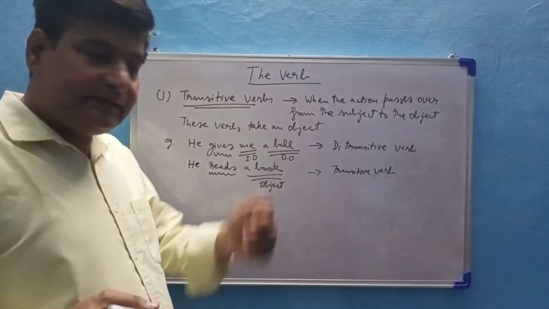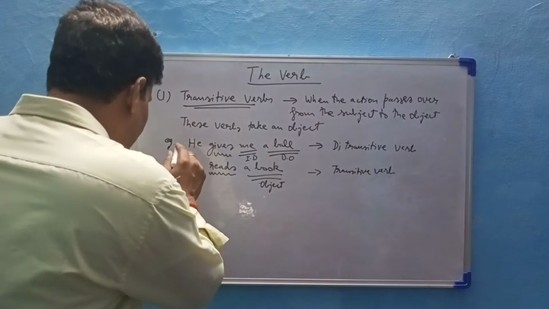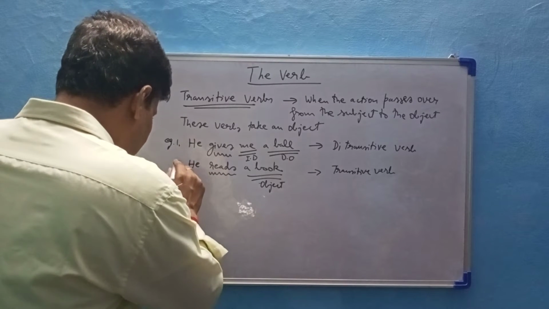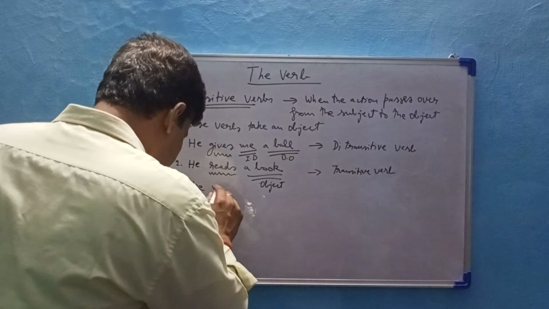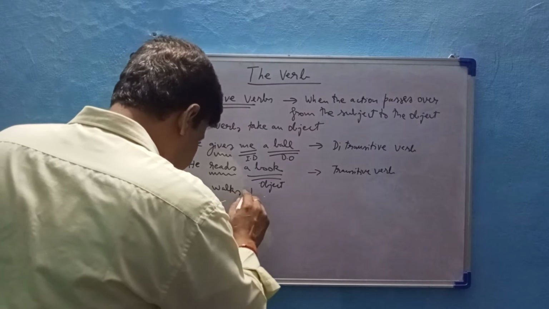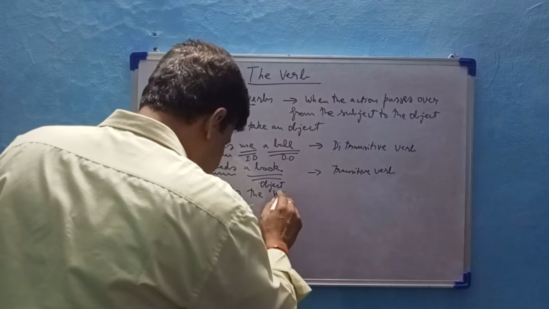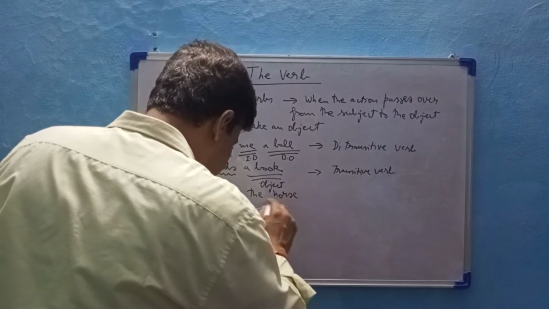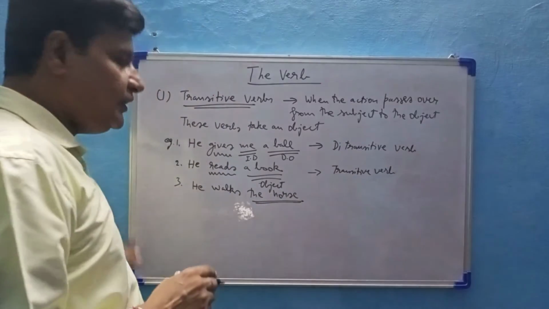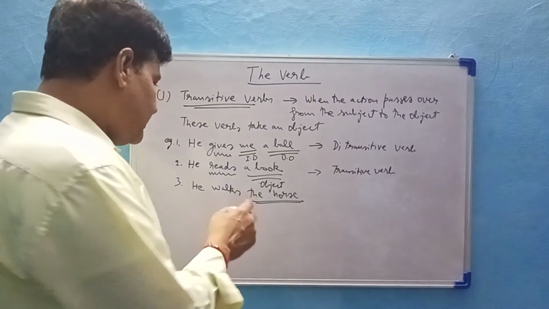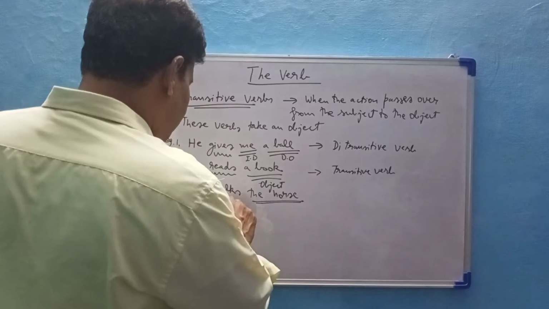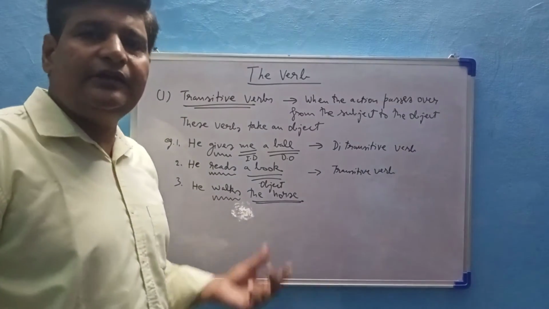Now see another example. He walks the horse. He walks what? He walks the horse. So here this verb is a transitive verb. Why? It takes an object.